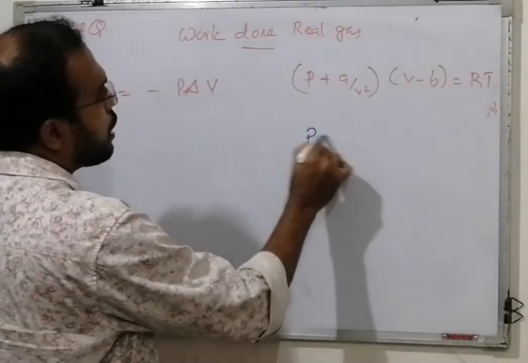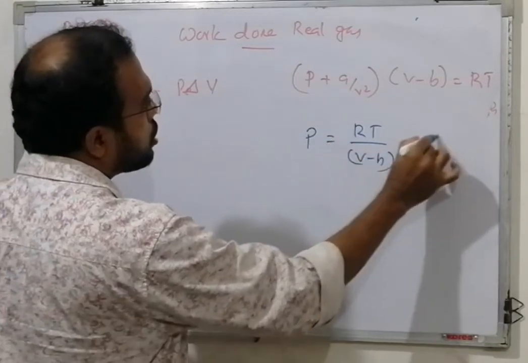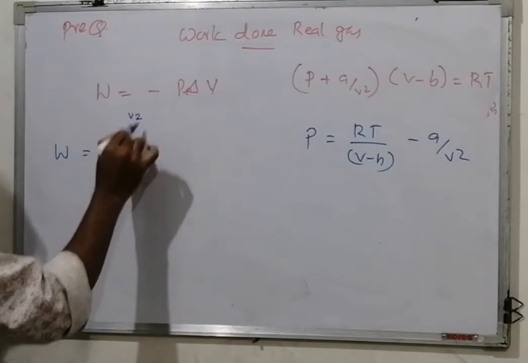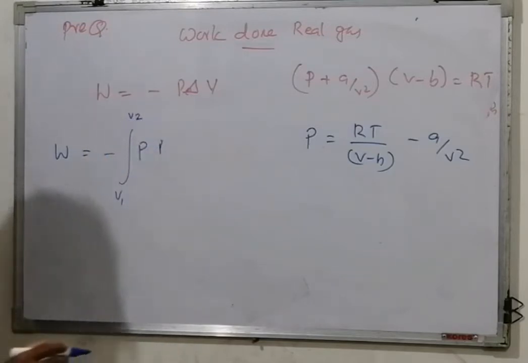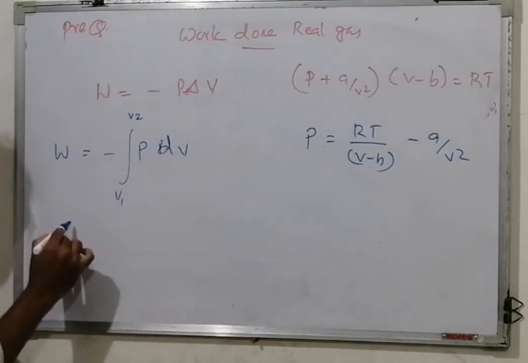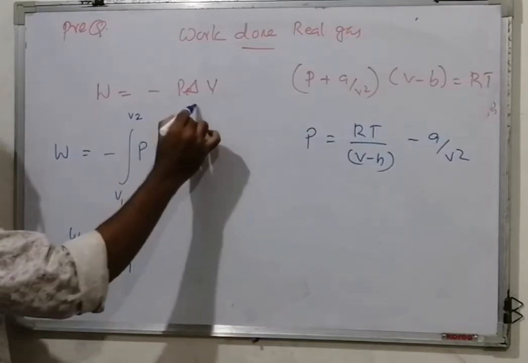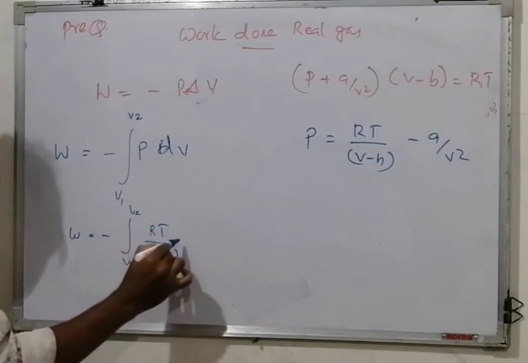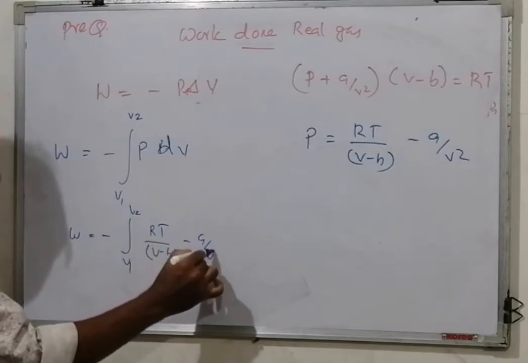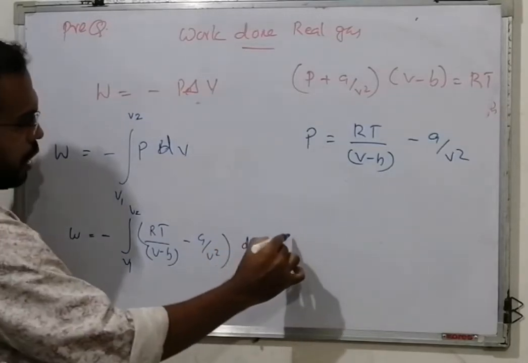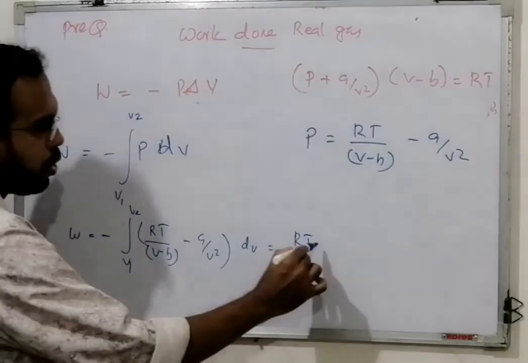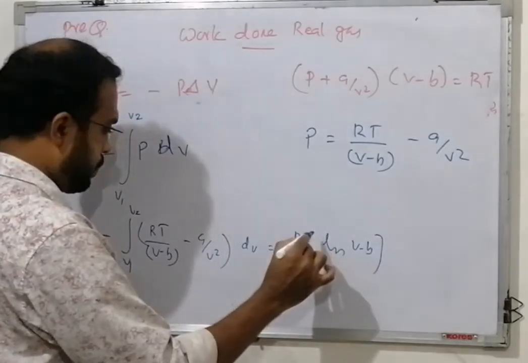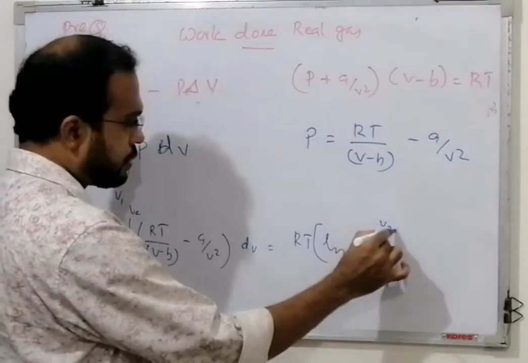Therefore, P is equal to RT divided by V minus b, minus a by V square. Now, the reversible work done is equal to minus integral from V1 to V2 of P dV. What is the P? W is equal to minus integral from V1 to V2 of RT by V minus b, minus a by V square, dV. Now RT ln of V minus b, between V1 and V2 after integration.